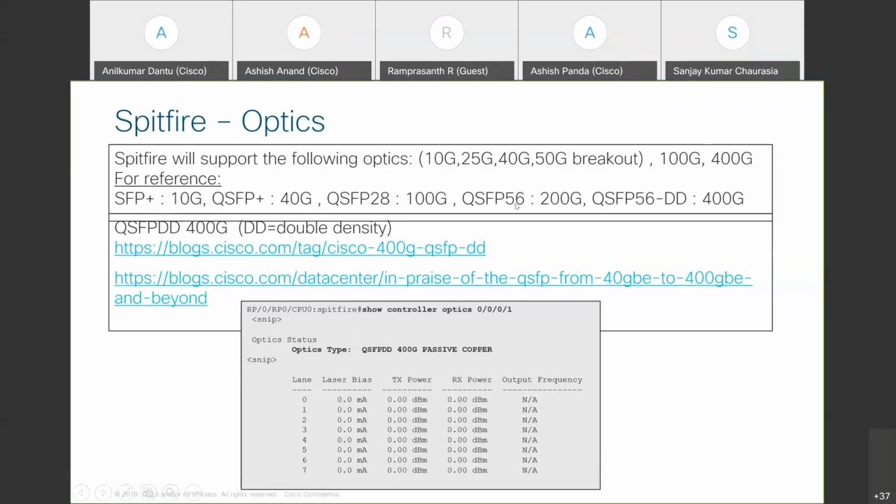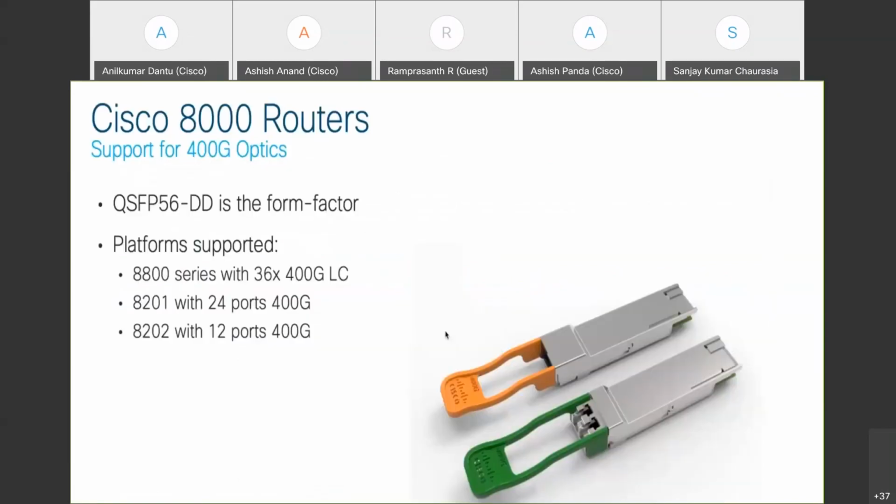I have just highlighted this. Yes, it is full duplex. 400 gig is full duplex. So in all the distributed platforms, we support 400 gig. That is, we have an LC 36 by 400 gig. In a fixed system, that is 8201, we have 24 400 gig ports, while in 8202, we have 12 400 gig ports.